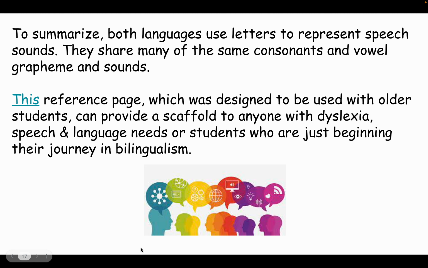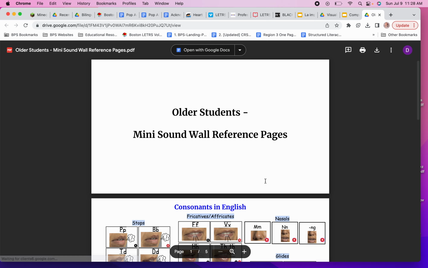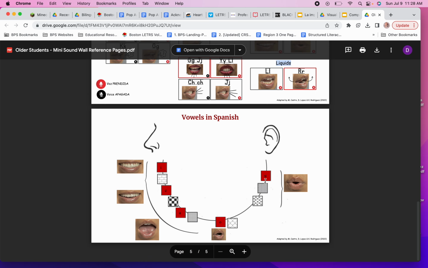To summarize, both languages use letters to represent speech sounds. They share many of the same consonants and vowel graphemes and sounds. This reference page, which was designed to be used with older students, can provide a scaffold to anyone with dyslexia, speech and language needs, or students who are just beginning their journey in bilingualism. Here's a quick peek at the charts. And again, we will talk about these in another video.